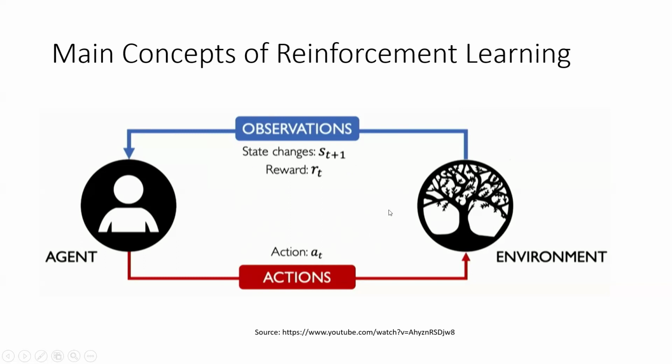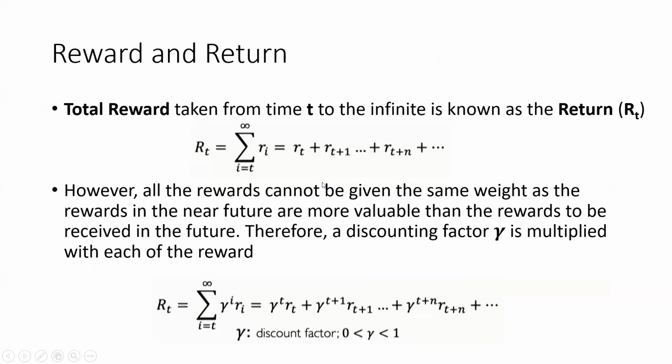So the reward is not the direct thing that we are looking at. What we are looking at is the total reward. Total reward means you have to take the rewards and add all of them until the end of time, right? So the end of time is until the process is finished.